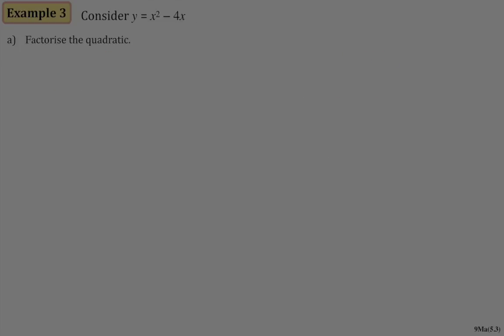Let's try example 3. It says, consider y equals x squared minus 4x. So step 1, let's factorize it. Now how do you factorize? Well, you look for a common factor. Let's actually look for our common factor. We've got x squared minus 4x.